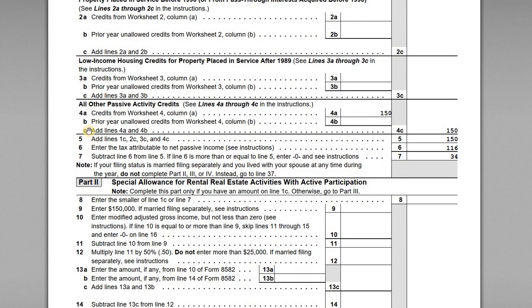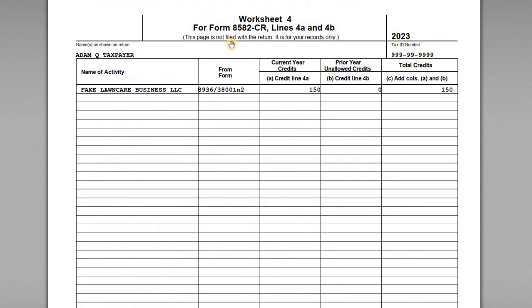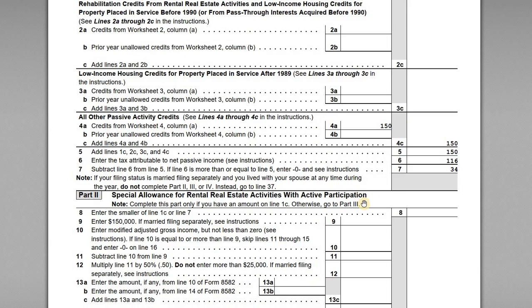We took down to line 4, right? So line 4A, all other passive activity credits. So the $150, we pull this from worksheet 4. So worksheet 4 for the Form 8582 is where you would list all of those current year credits if you had multiple activities. In this case, we just have the lawn care business, right? And it's coming through from Form 8936 and the 3800. We have $150 in the current year. We don't have any prior year credits that were unallowed and being carried forward. So the total amount of credit that we have is simply $150. So the $150 is what's reported on line 4A.